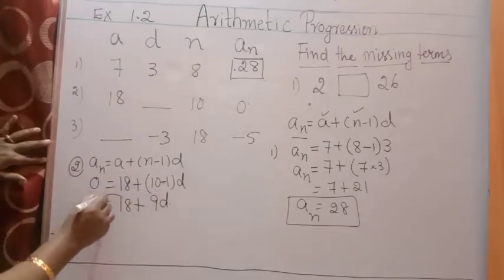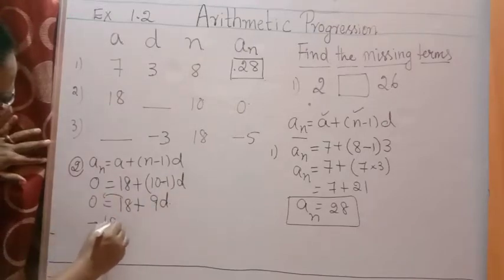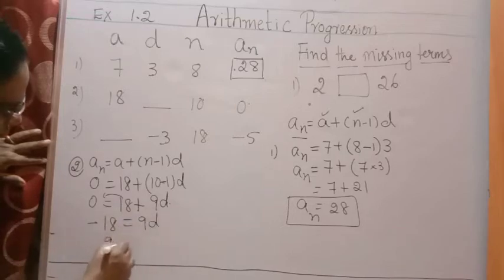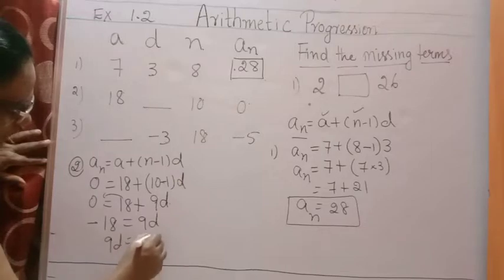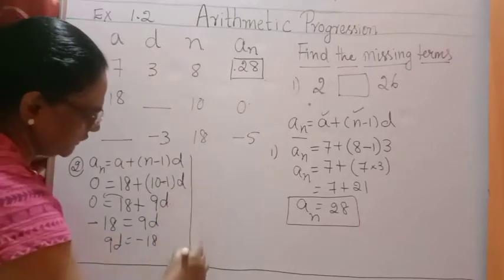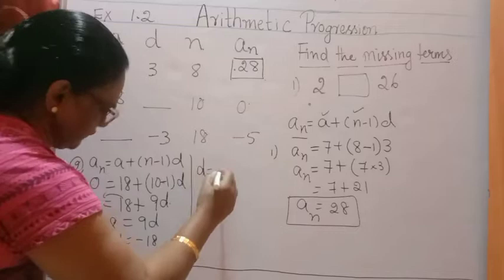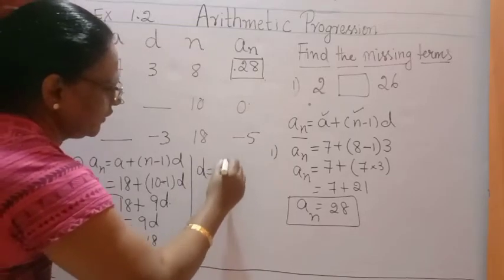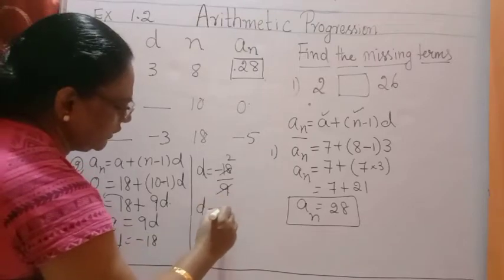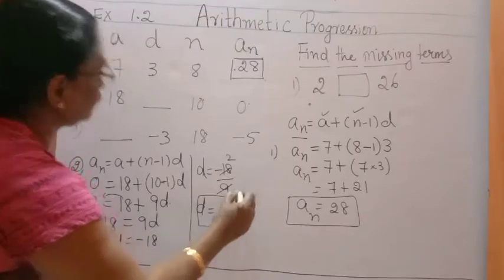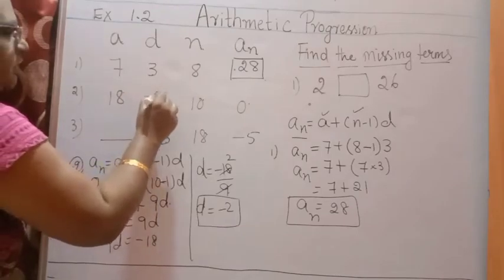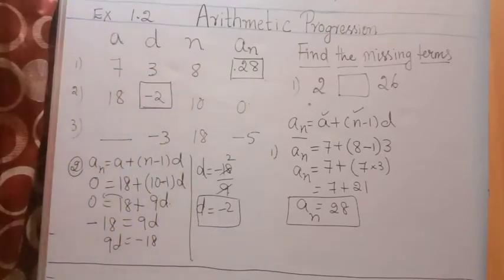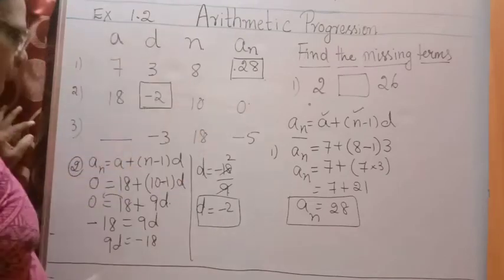Now shift 18 to the other side, that becomes minus 18. So 9d = -18. Therefore, d = -18 divided by 9. 9 twos are 18, therefore d = -2. So the difference is -2. This is the answer. This is how you can solve.